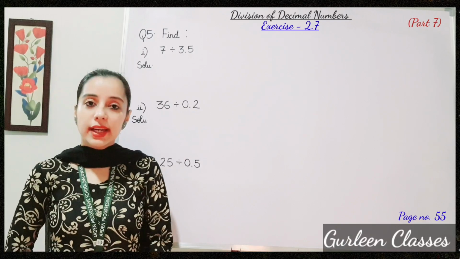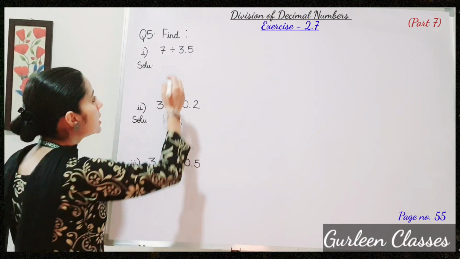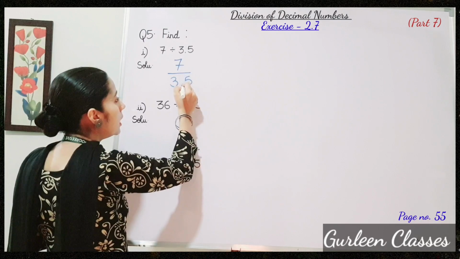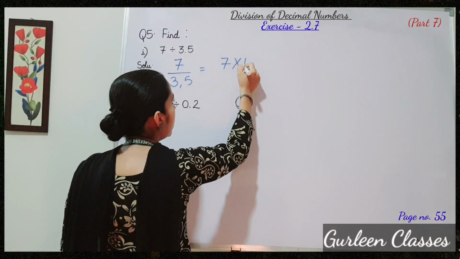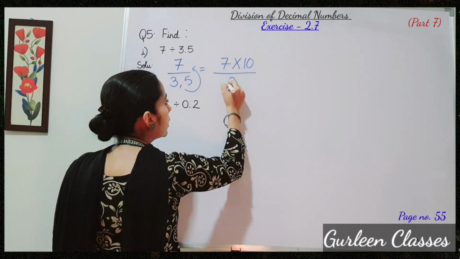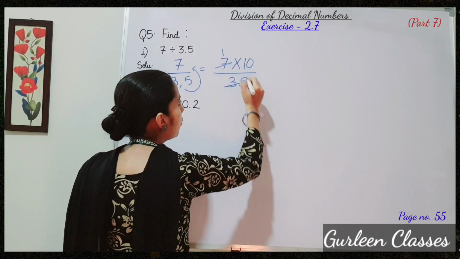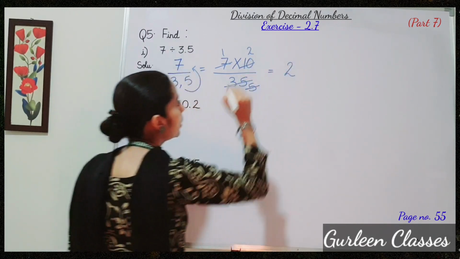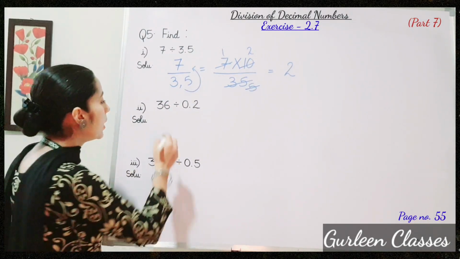Question number 5, find. First part, 7 divided by 3.5. Let us remove this decimal point. So it will be 7 into 10, as this 10 will be shifted to the numerator, upon 35. 7 ones are 7, 7 fives are 35. So 5 twos are 10. Answer is coming 2.